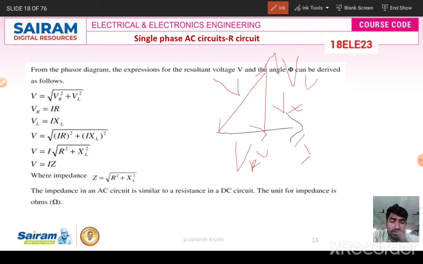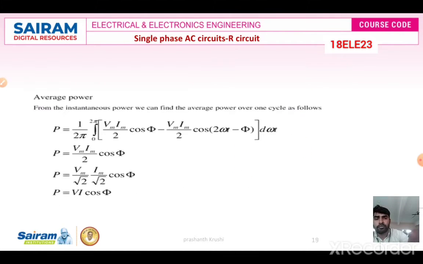This is the RL circuit. Now for power consumption, power is equal to VI cos phi. Everything is the same. Phi is the unknown angle. Power is equal to VI cos phi. So V is equal to Vm sin omega t, and I is equal to Im sin (omega t minus phi). Plus phi is for capacitance.